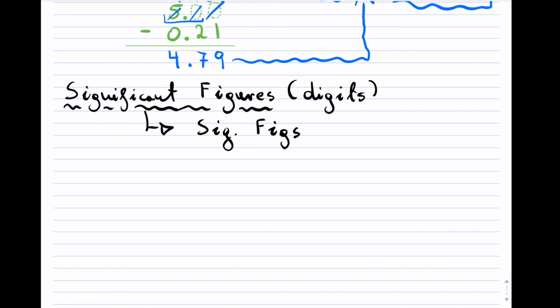There's basically 2 rules. First rule is that all non-zero digits are significant, so they always count. And then the second rule has to deal with zeros. Zeros on the left never count. Zeros in the middle always count. And zeros on the right only count if there is a decimal in the number. So, as a shorthand, number 1, non-zero digits always count.